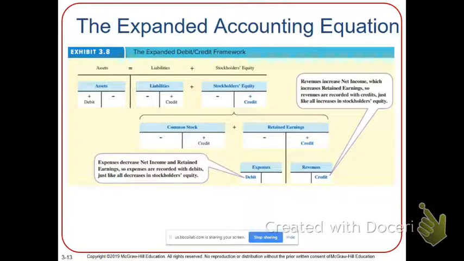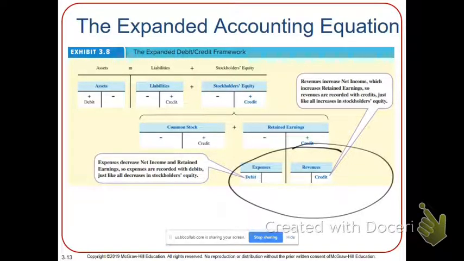We did this step last week, where we talked about how retained earnings is broken out between expenses and revenue. Revenue still carries the credit and expenses still carry the debit. So we're going to have to keep that in mind as we go through the next phase.